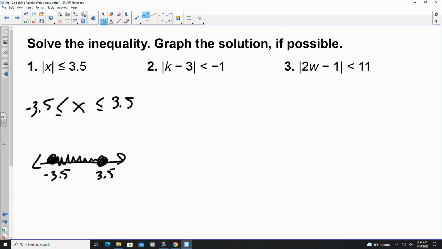For number 2, C right off the bat is a negative number. So, and the inequality is pointed towards that negative number, which means there's no value that I'm going to get that's going to make this a true statement. So this is no solution.